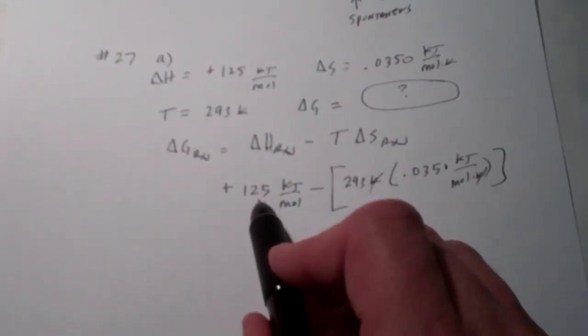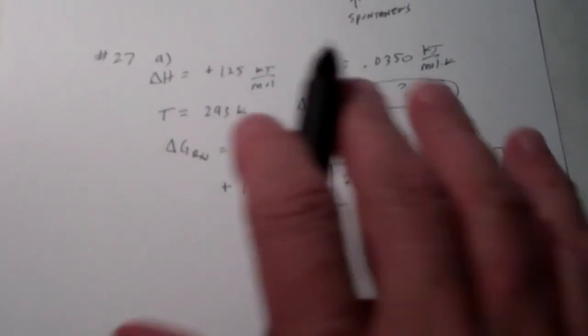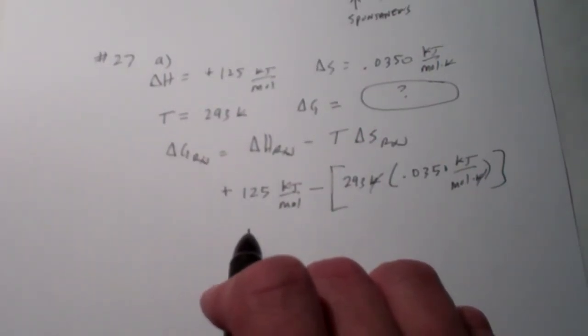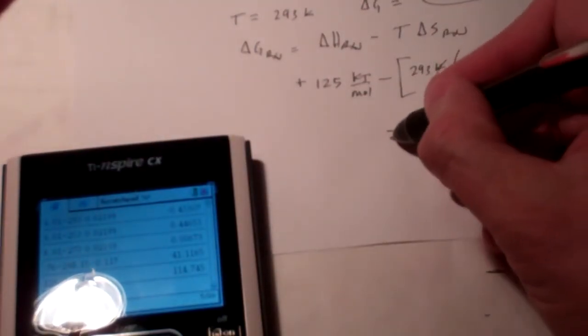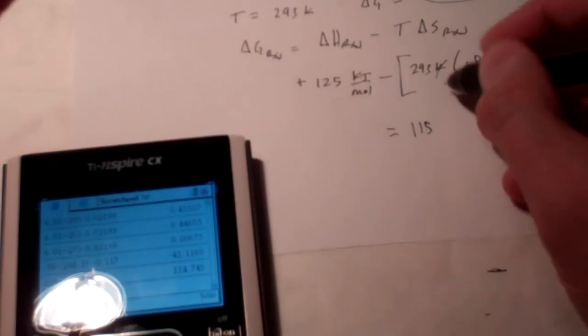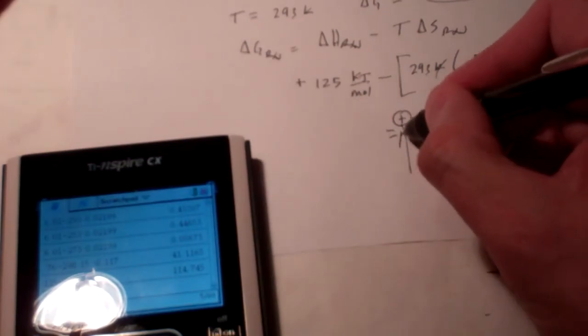Now you'll notice delta H is positive, delta S is positive. They have the same sign, which means these are temperature dependent as far as their spontaneity is concerned. So let's see what we get here. 125 minus 293 times 0.0350, and I end up with 115 kilojoules per mole. Now that obviously is a positive 115, so that tells us the reaction is not going to be spontaneous.